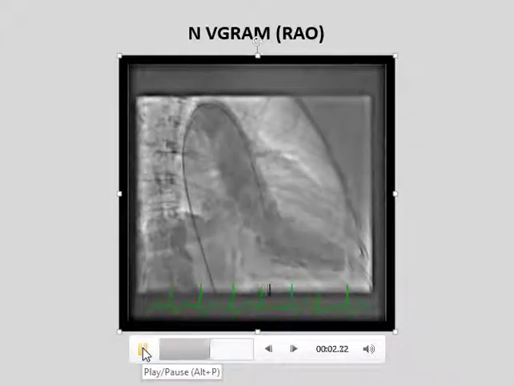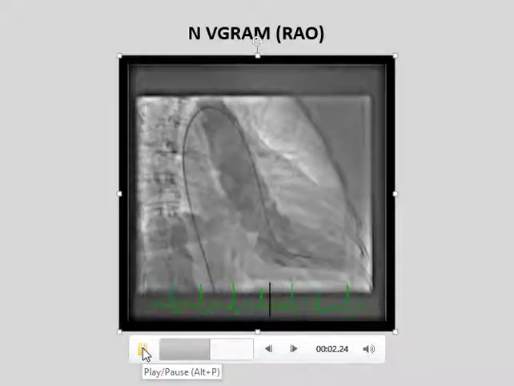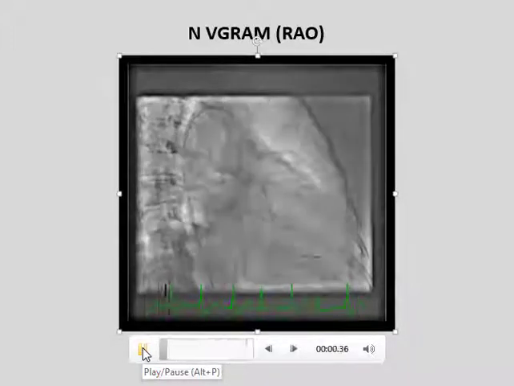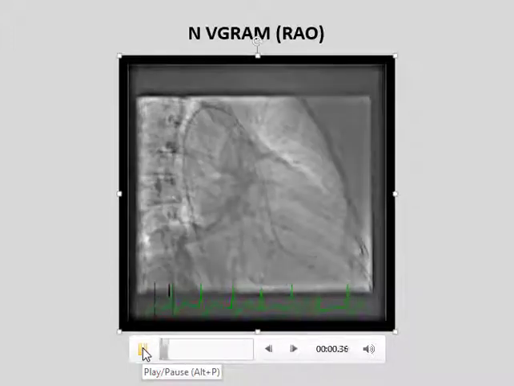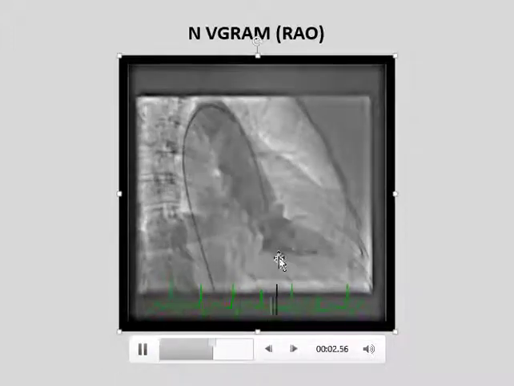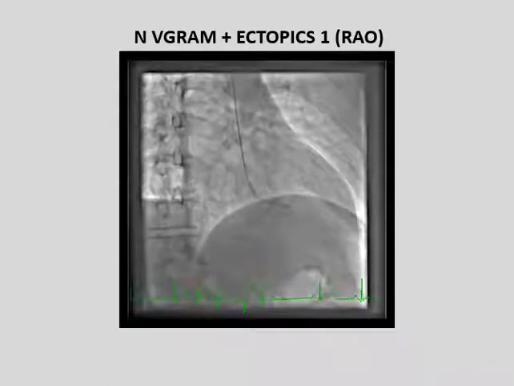This is all in sinus rhythm. The catheter is across the aortic valve sitting in the left ventricle, and you can see how smoothly and evenly it contracts and how quickly the dye is cleared from the ventricle through the aorta across the aortic valve. That was a normal V-gram.